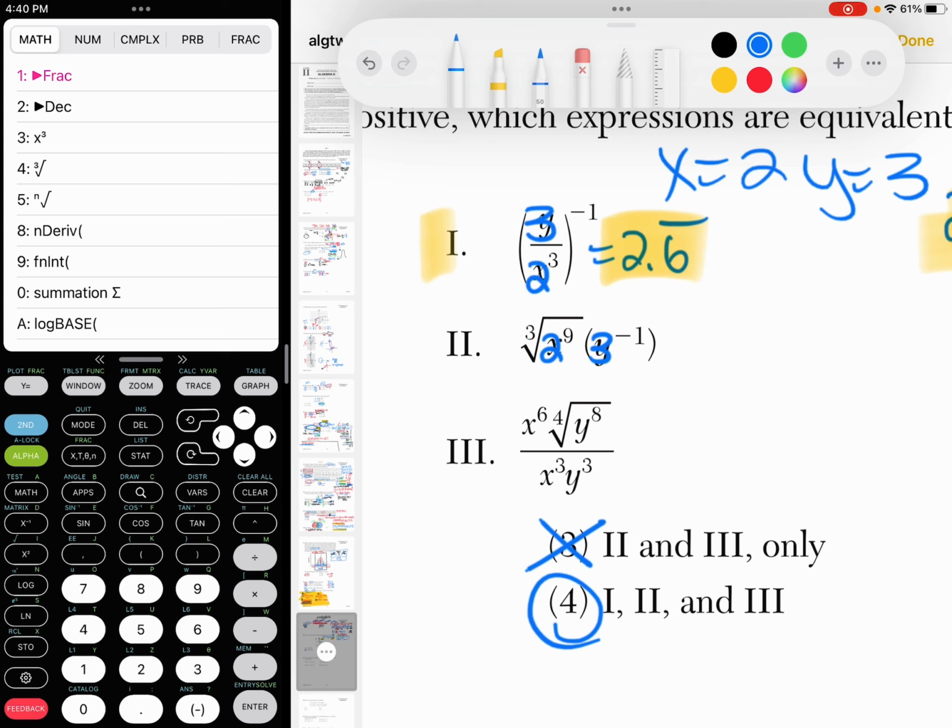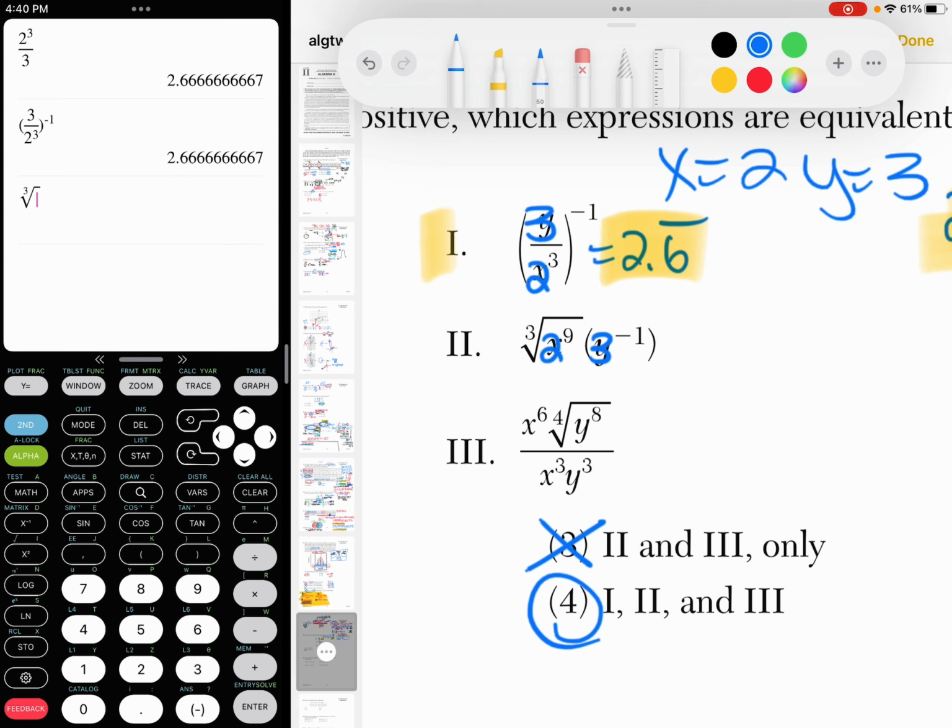So to get the cubed root, you're going to hit math and go to the cubed root button. And it is 2 to the 9th. Then I get out of my root and do times 3 to the negative 1. Again, 2.6 repeating, so that one is also equivalent.